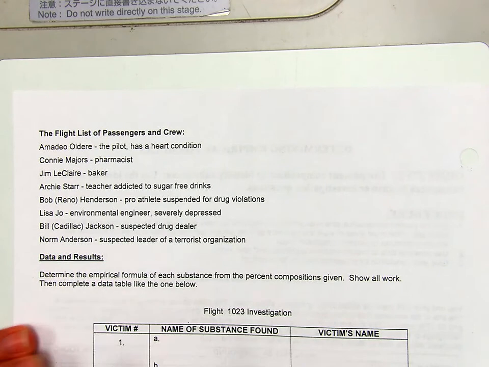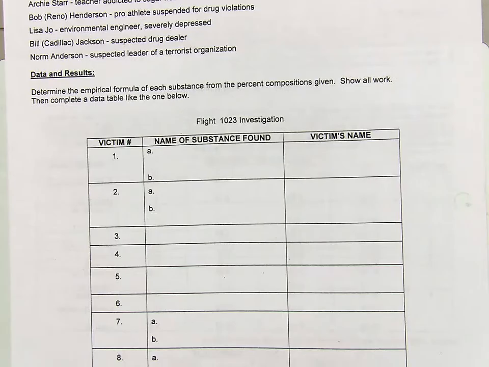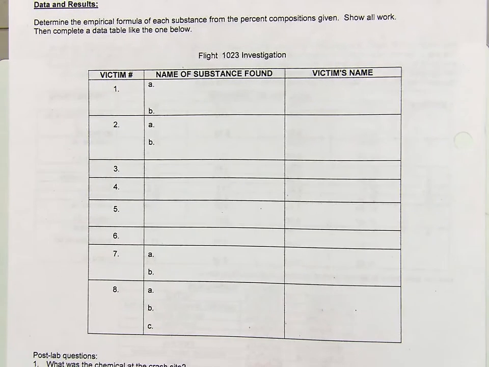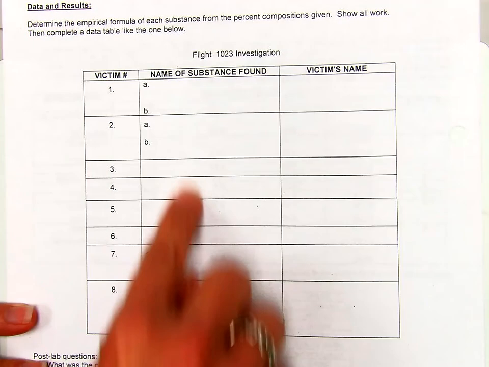So what you will be doing, and I'm going to do one of them with you just to give you an idea. First of all, the points for your calculations on this lab are huge. There's a lot of work involved in this lab, and you're going to need to show all of your work. So I'm going to show you just one of the calculations. There are several of them that you will do in this lab. This is your data chart for you to complete. You will be identifying the substances found in each of these victims.